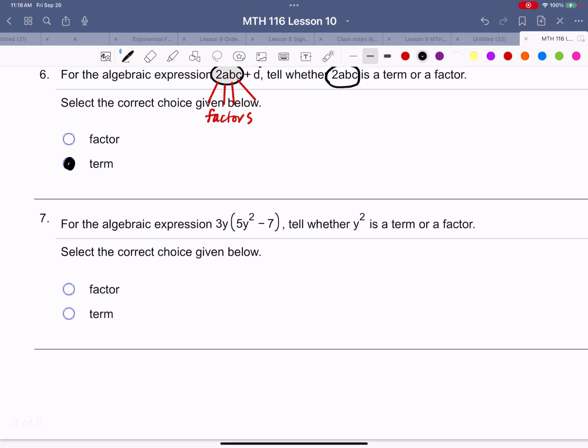Number 7, for the algebraic expression 3y times parentheses 5y squared minus 7, close parentheses, tell whether y squared is a term or a factor. Now look, this time the y squared is only part of that. It's being multiplied. Therefore, it is a factor this time and not a term. The term would be the whole thing that's being added or subtracted, but this is part of a term, which is a multiplication. So there we have a factor.